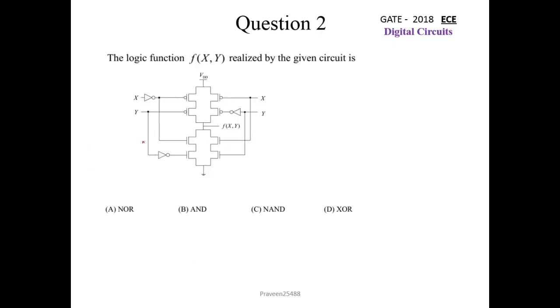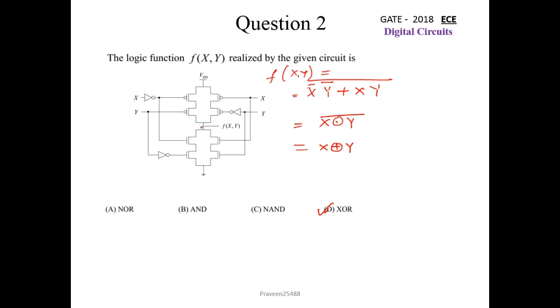Now next question is, the logic function f of x, y realized by the given circuit is. First we'll consider this NMOS circuit. The input is x bar y bar plus x y, so this is equal to f of x, y, and bar of this. So this is x XNOR y whole bar, which is equal to x XOR y. So this is our answer, x XOR y.